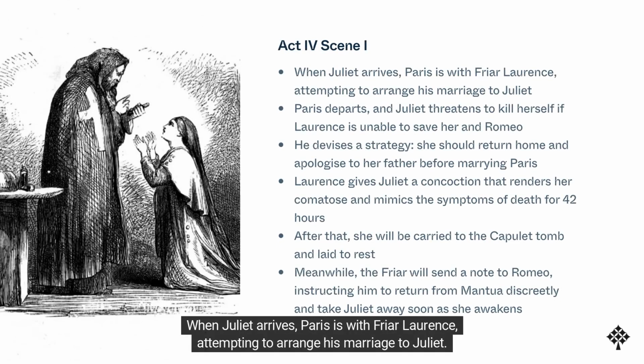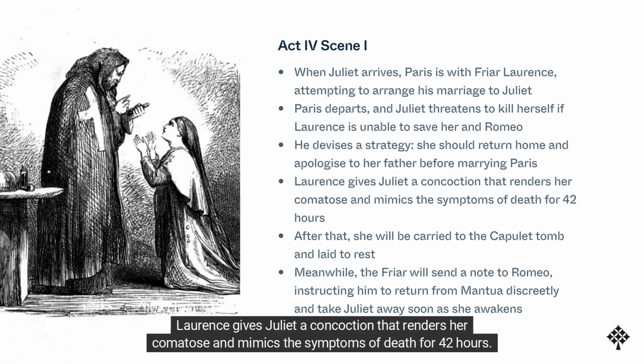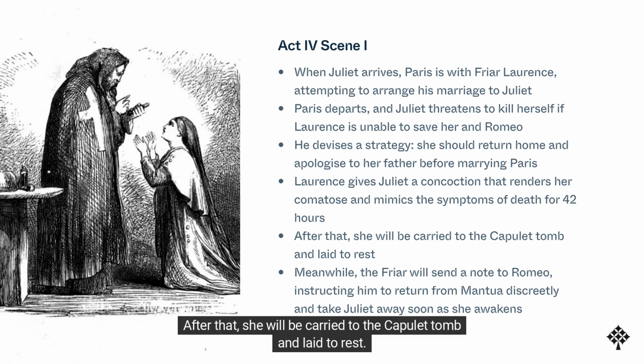When Juliet arrives, Paris is with Friar Lawrence, attempting to arrange his marriage to Juliet. Paris departs, and Juliet threatens to kill herself if Lawrence is unable to save her and Romeo. He devises a strategy: she should return home and apologize to her father before marrying Paris. Lawrence gives Juliet a concoction that renders her comatose and mimics the symptoms of death for 42 hours. After that, she will be carried to the Capulet tomb and laid to rest.